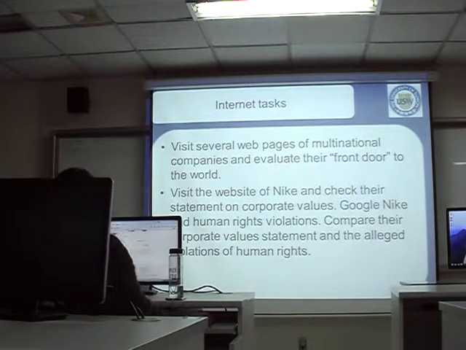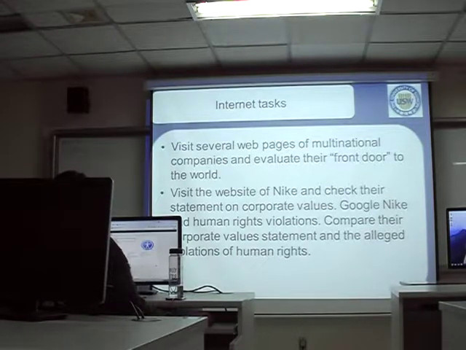Is it easy then to find another language or another country? Or what do you think? Here we have national websites, right? And then you can select your country or region.